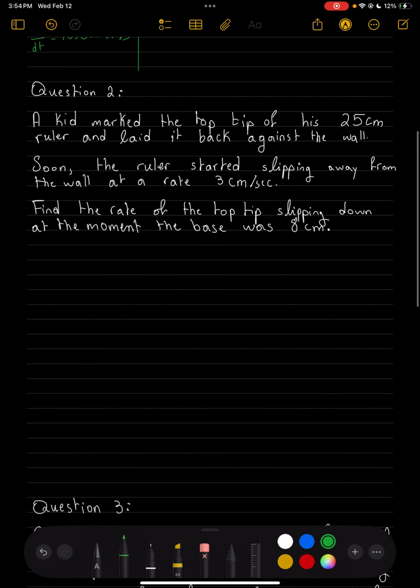In question number 2, a kid marked the top tip of his 25 centimeter ruler and laid it back against the wall. So basically we have a wall, and then the ruler, let's say that the ruler is like this. It's laid back against the wall. And he marked the top tip of his 25 centimeter ruler. So he marked it from the top. And this ruler is 25 centimeter.